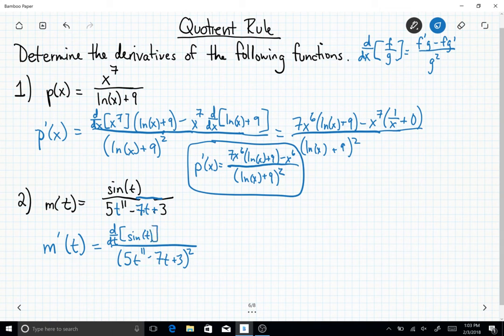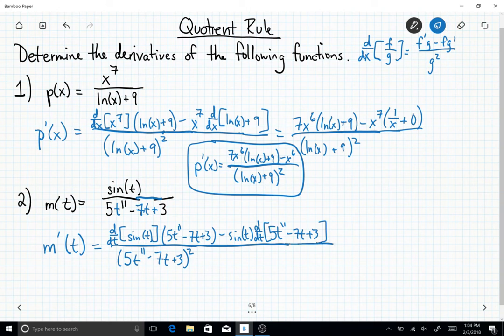Not talking about that spray that people use, but we're talking about the derivative with respect to t. So times 5t to the 11th minus 7t plus 3, and minus sine of t times the derivative with respect to t of 5t to the 11th minus 7t plus 3.